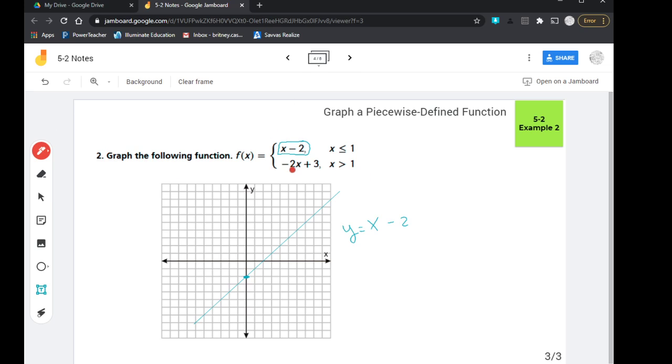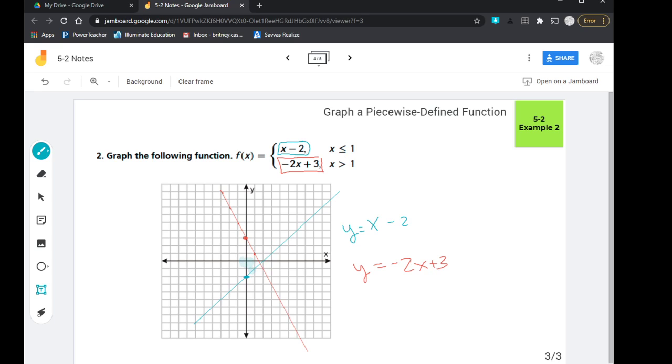For this one, negative 2x plus 3. My y-intercept is 3. My slope is negative 2. So using my straight line tool, it would look like that. Now, this is where we need to use our domains here to tell us which parts of the lines we want. Now the blue part is where x is less than or equal to 1.